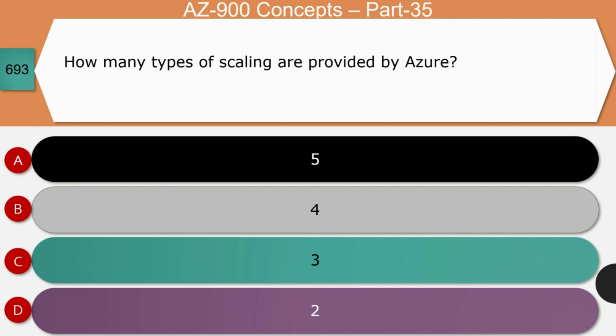Next question, how many types of scaling are provided by Azure? Is it 5 or 4 or 3 or 2? The right answer for this question is 2. Mainly there are two types of scaling in Azure, which is vertical scaling and horizontal scaling.